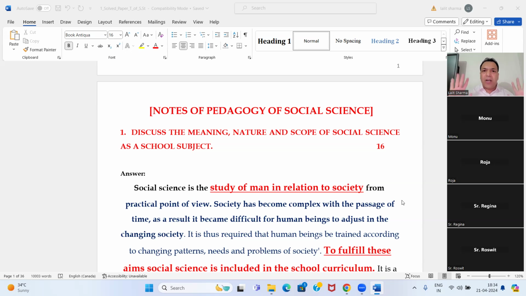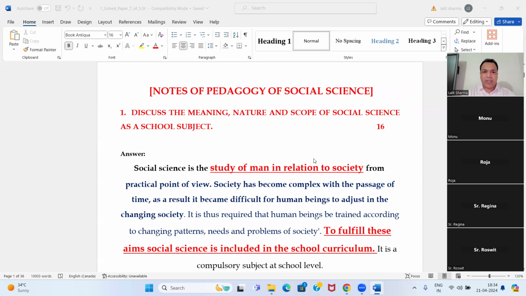So these notes I have already given to you. Teaching of SST, you all have the notes. Today I'm discussing directly from the notes. Okay. And the first question is: discuss the meaning, nature, and scope of social science as a school subject, right? Science का भी question same है, right? Even biological science, mathematics, you can check your syllabus, meaning, nature, scope, almost the topic is same, right? So today I'm discussing the social science.